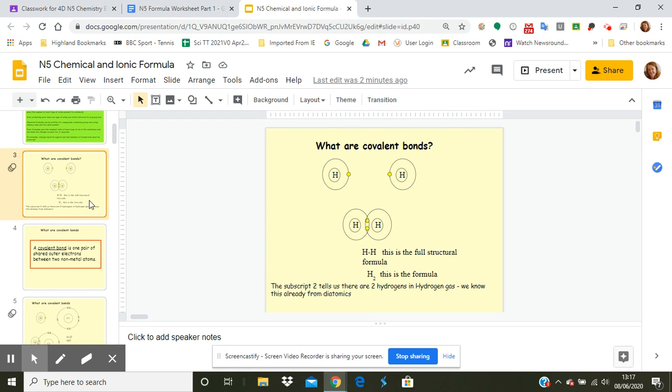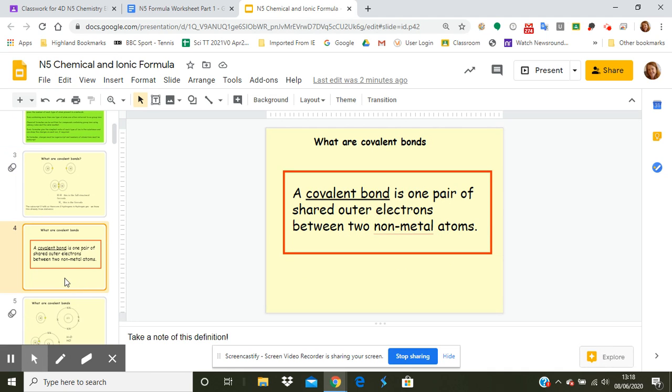Just to quickly recap, a covalent bond is a shared pair of electrons between two atoms. In this case, it's the two outer electrons. Then you would write a line there, that line represents the bond, the pair of electrons. That's very badly drawn, but that's as good as you're going to get. And the definition of a covalent bond, you've come across this before, is one pair of shared outer electrons between two non-metal atoms. Now we are going to be looking at ionic formula here as well.